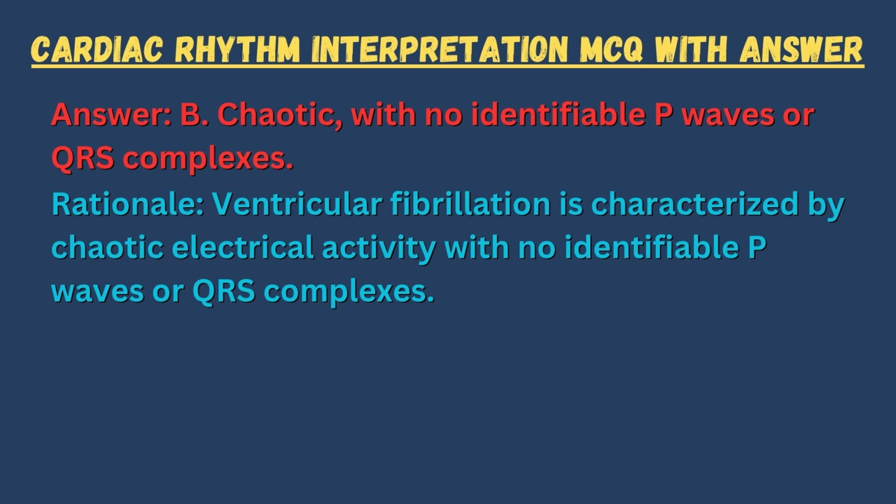Answer. B. Chaotic, with no identifiable P waves or QRS complexes. Rationale. Ventricular fibrillation is characterized by chaotic electrical activity with no identifiable P waves or QRS complexes.